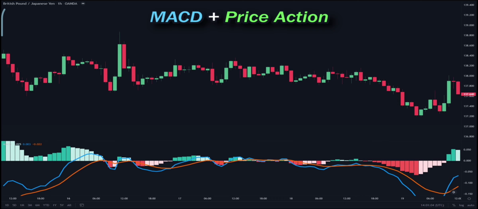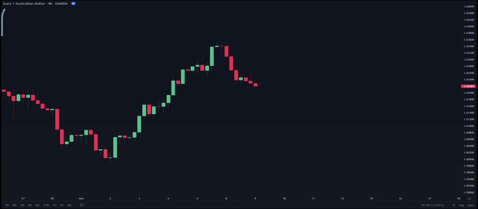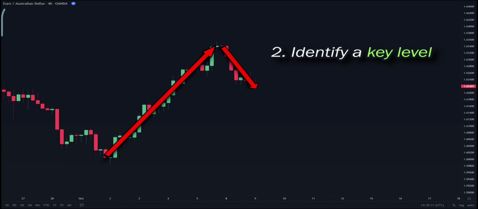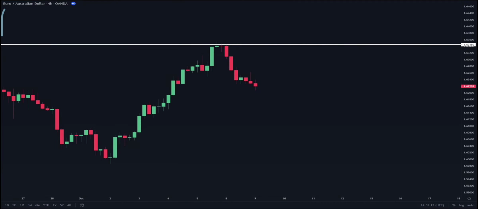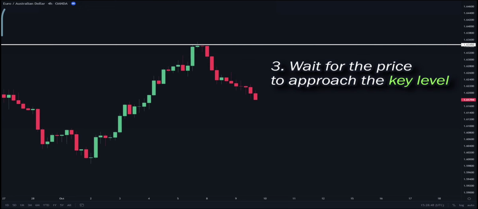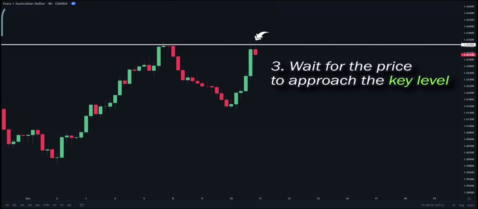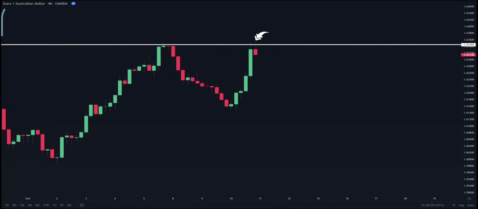So here's how this strategy works. The first step is we need to choose a time frame. In this case, I'm using the 4-hour time frame. Now the next thing you need to do is identify a key level within this time frame. So as you can see, the price went up, hit and reverses downwards. And so we can draw a resistance line up here. The next step is you want to wait for the price to approach the same key level once again. Now once this happens, we are expecting the price to reverse downwards.